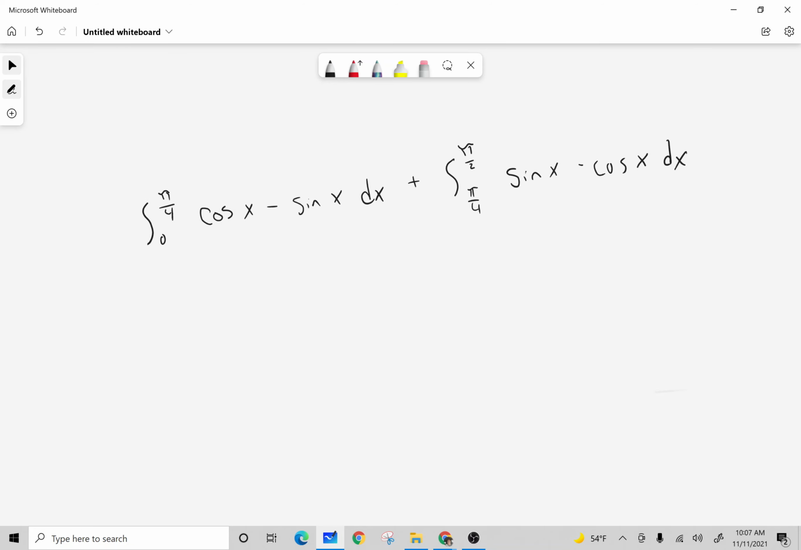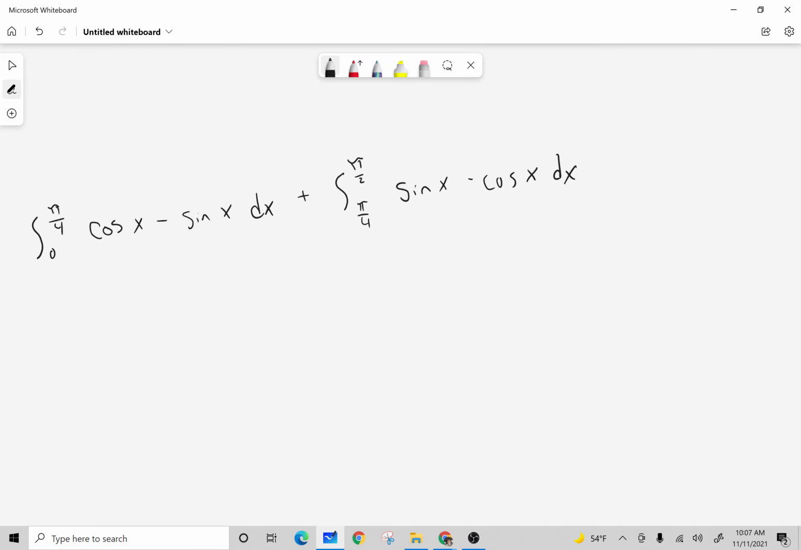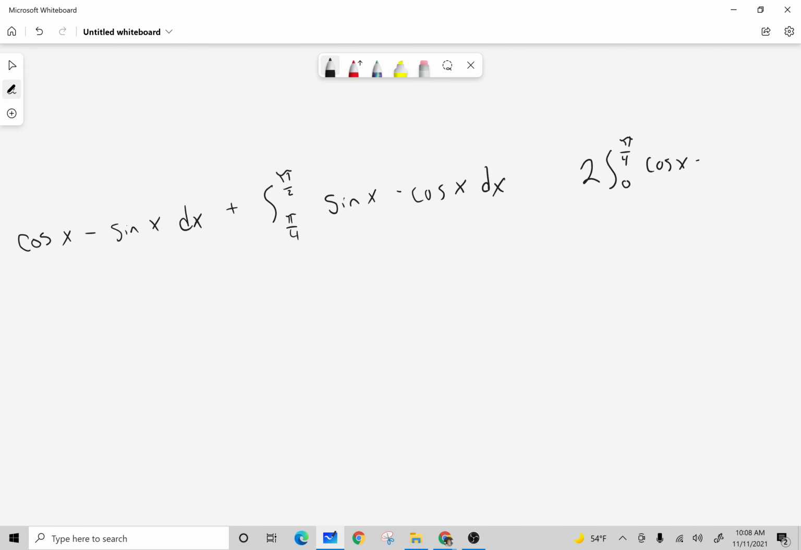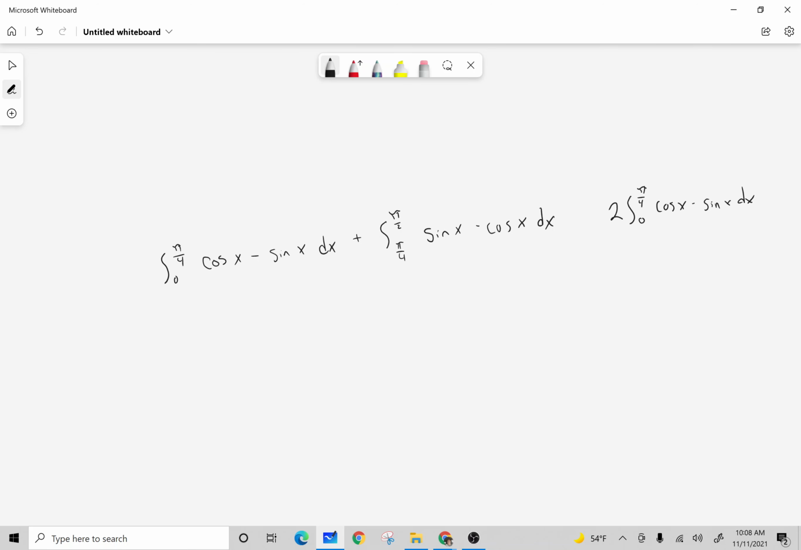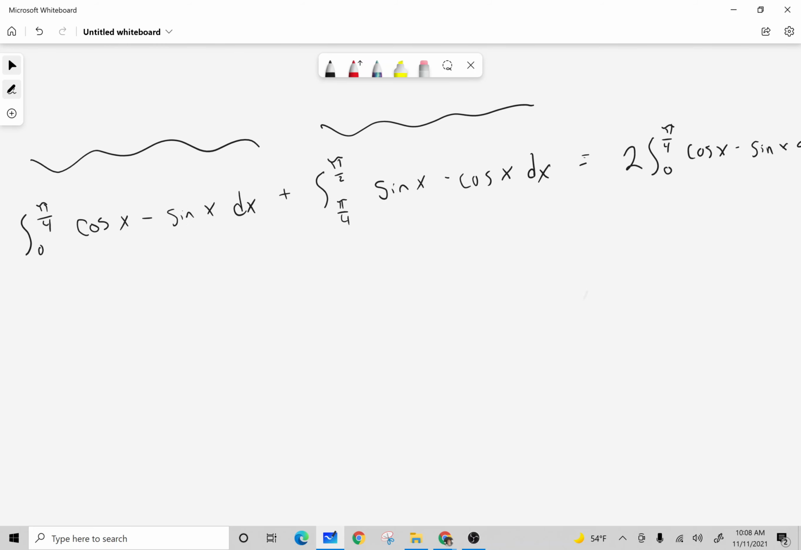Now, realistically, what we could do, and what we're not going to do, this would be the quicker way. This is 2 times the integral from 0 to pi over 4 of cos x minus sine x dx. This is because these are equivalent, because this is symmetric to this, and they're the same exact size and shape. So if we just did the half part and then multiplied it by 2, that would give us the same solution. Okay, so let's integrate.